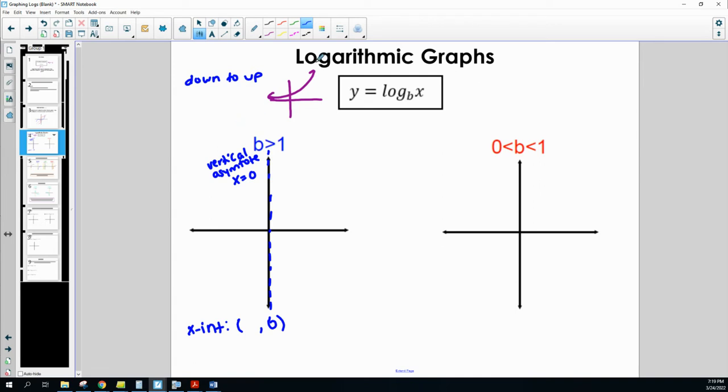In order to figure out the x-intercept, we're plugging in 0 for y. So I'm going to break this over here. If I plug in 0 for y, this is going to give me 0 equals log base b of x. And now I'm going to go ahead and change form. So I want to change this to an exponential. So I'm going to make this b to the 0 equals x. And b to the 0 is going to be 1. So 1 equals x. So my x-intercept is going to be (1, 0), which is going to be around here.